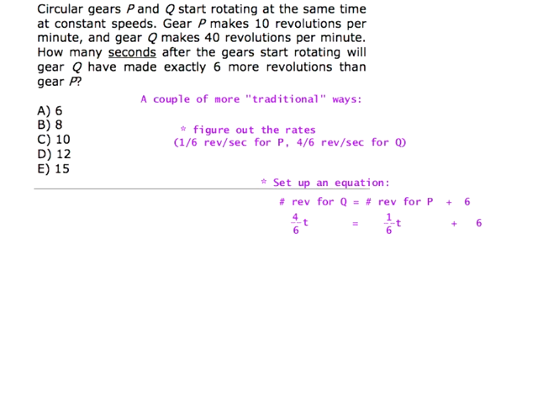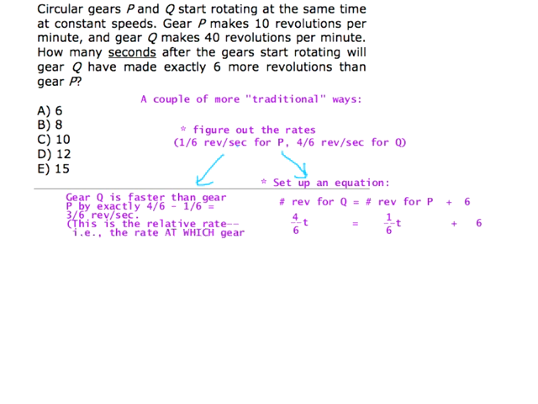The other way to do it once you've got the rates is to think relatively. You can think in relative terms, because the point is that gear Q is faster than gear P. Gear Q is faster than gear P by exactly 4/6 minus 1/6, which equals 3/6. That's the relative rate, the rate at which gear Q is gaining on gear P. It's weird to think of this in terms of circular gears, because circular gears are not going anywhere. But if you were traveling on a straight highway, that would be the rate at which car Q was getting further and further ahead of car P.